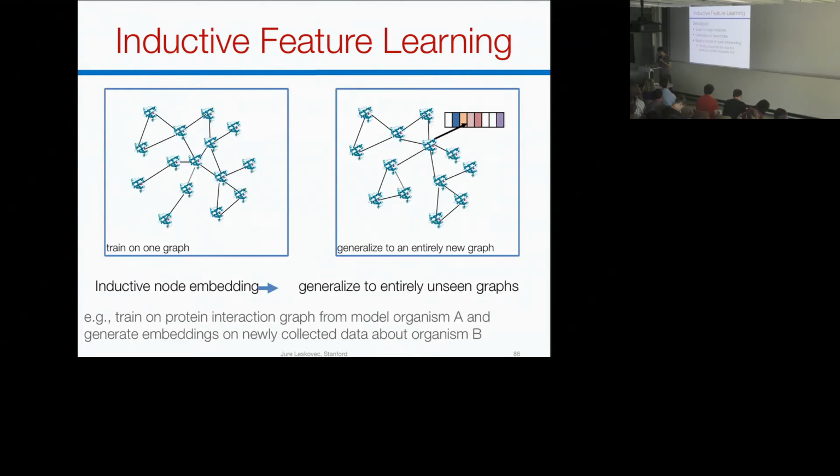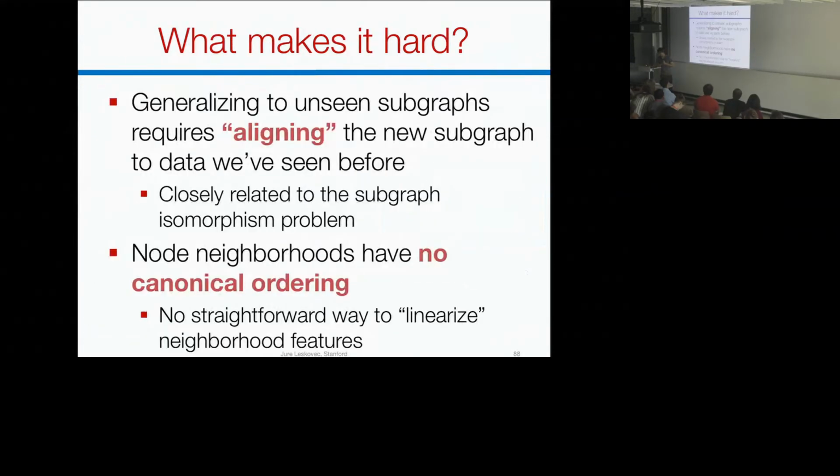So the way I will think about this is to say, I want to do inductive feature learning in networks. What this means is that once I have built the model of the coordinates of a node, I can easily generalize to the unseen part of the graph, and I don't need to retrain my model. The idea would be that I could train my embedding model on a graph from, let's say, model organism A, and then generate embeddings on newly connected data about organism B. This doesn't mean I have to retrain the entire thing, but I can just apply it very fast. So this is what I will try to do.